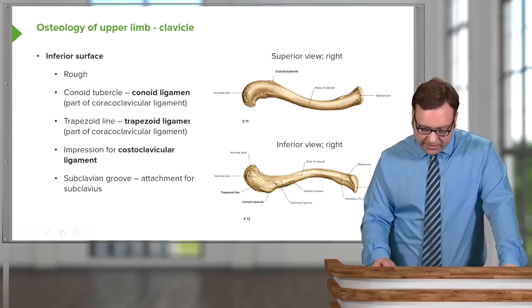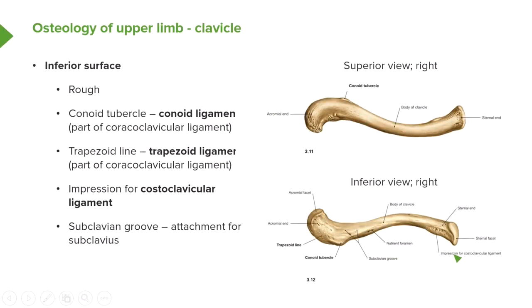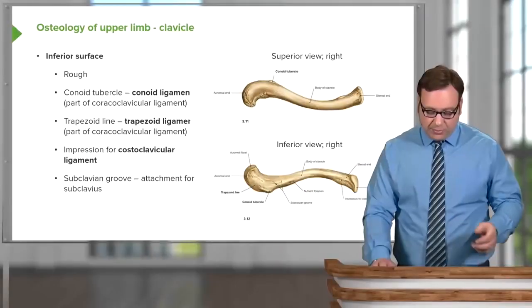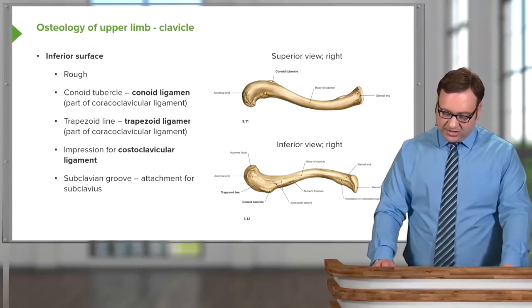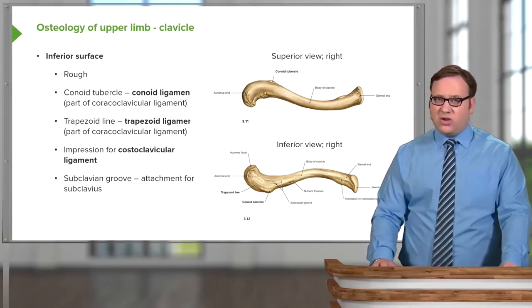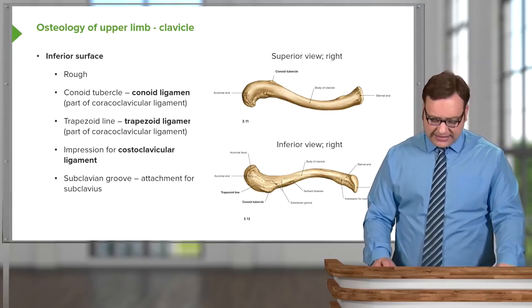We can see we have an impression for the costoclavicular ligament. We can see that here. This is by the sternal end of the clavicle, and as its name suggests, the costoclavicular ligament is going to attach to the ribs, and this is important in the sternoclavicular joint, which we'll look at again later on in this series.